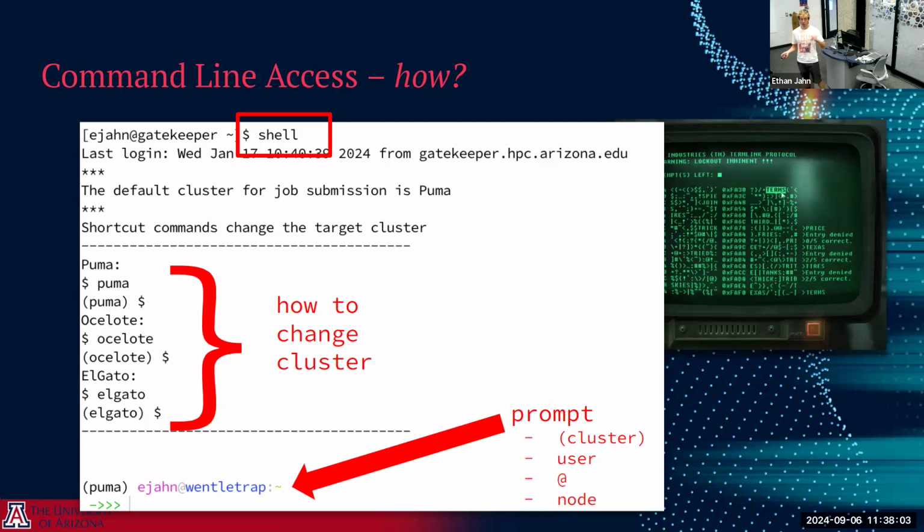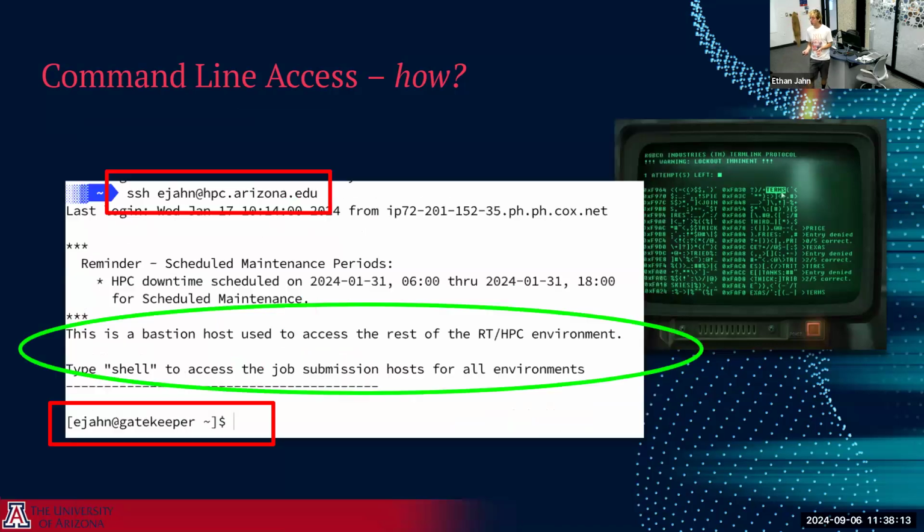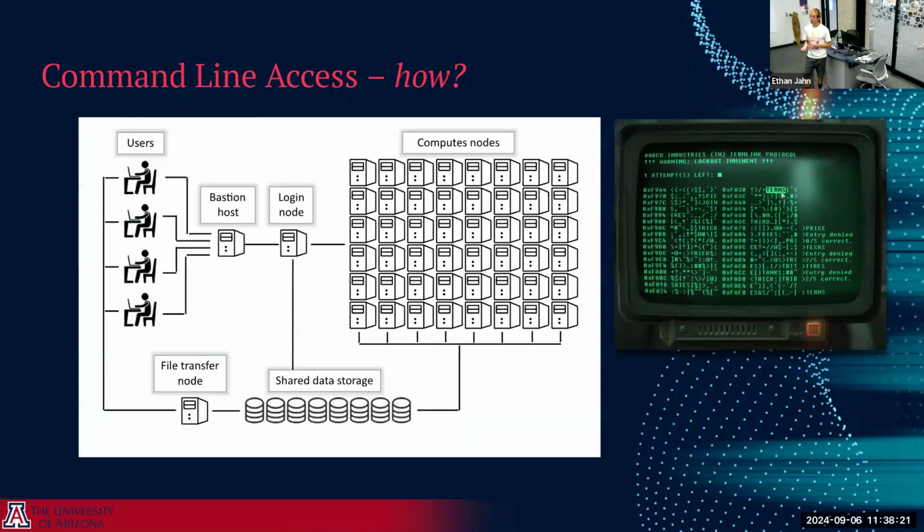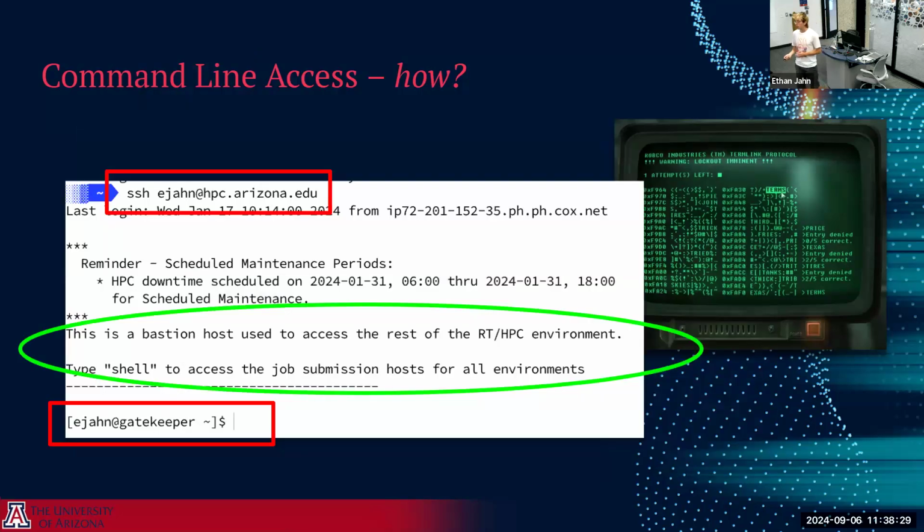That's one of the two login nodes that we have on the HPC. So whatever comes after that at symbol is the type of node that you're on. So that's very important to pay attention to. So if I go back here, at the very bottom, it says my username at gatekeeper. So that gatekeeper is the name of the bastion host node. So we see their bastion host. So some of these things have a couple of different names that refer to them. Gatekeeper is the name of the bastion host.